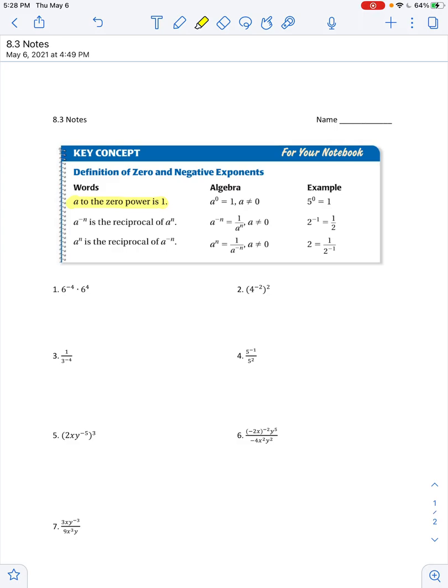Even in high school, I'm constantly asking kids, okay, anything to the zero power equals what? So kind of keep that in mind. If you try it on your calculator, you'll be able to try it over and over again. Any number you put to the zero power is going to come out to be 1. These two are really the same rule.